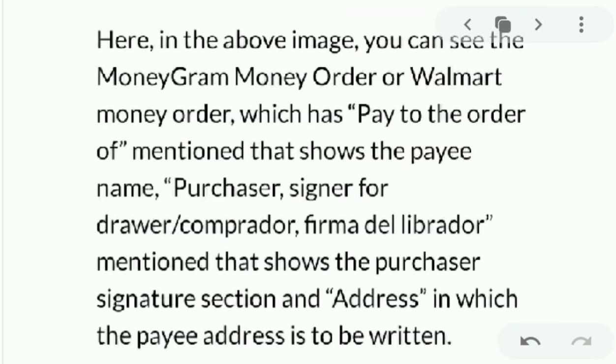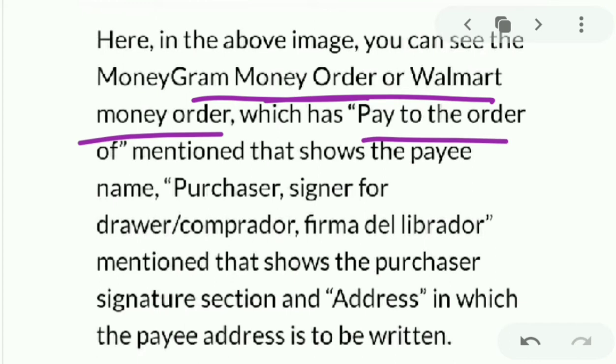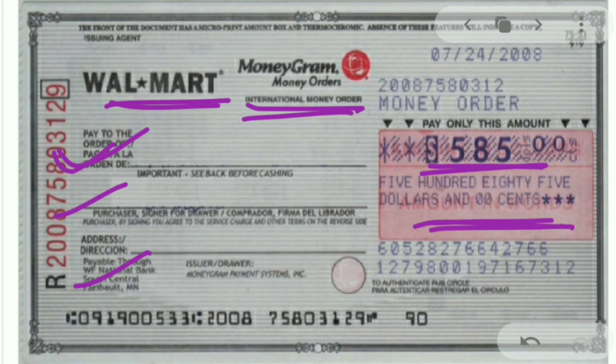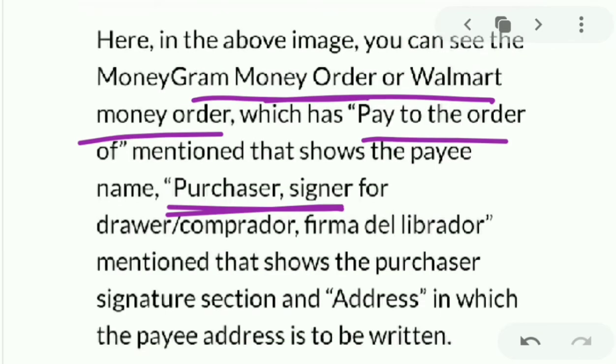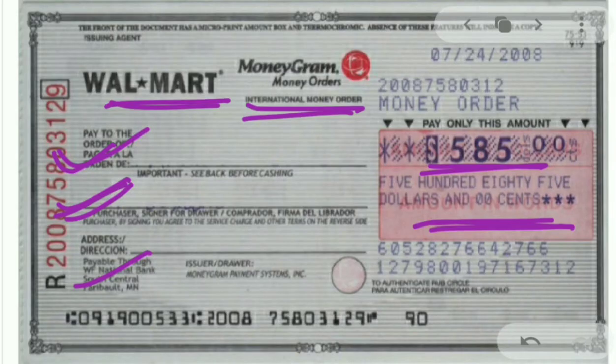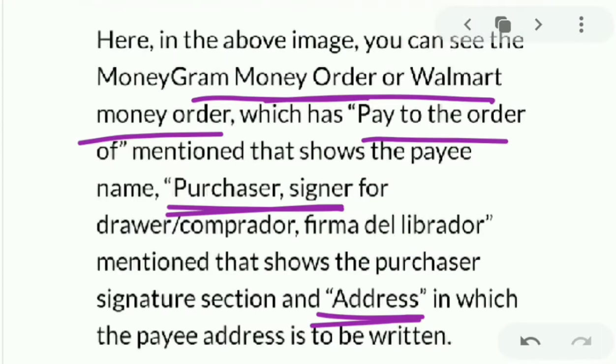In the above image you can see the MoneyGram money order or Walmart money order. That signifies pay to the order of is written. Then the purchaser signature, or drawer signature, is there. Next, the address is mentioned here. So you have seen the Walmart money order.